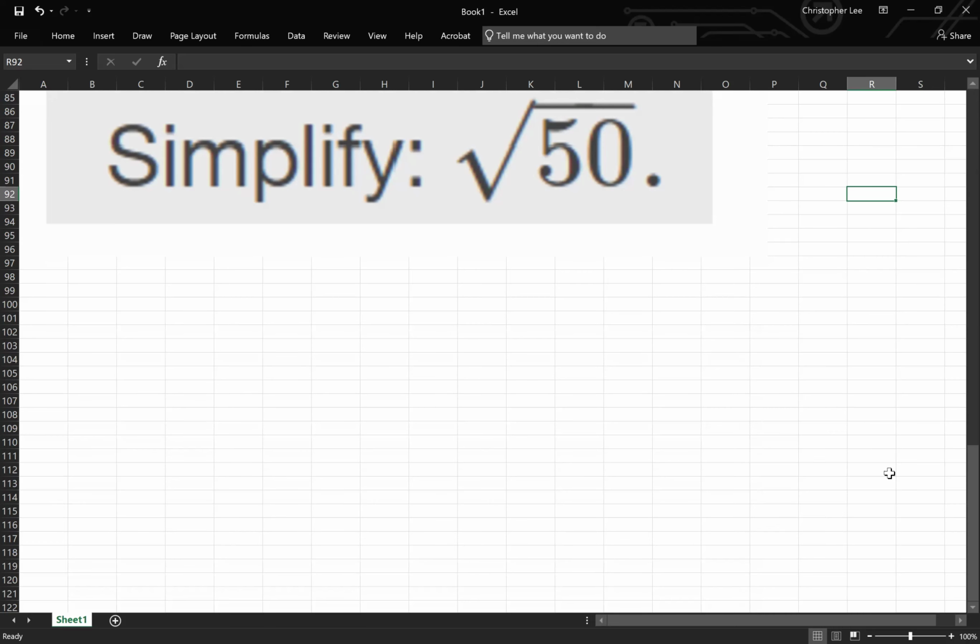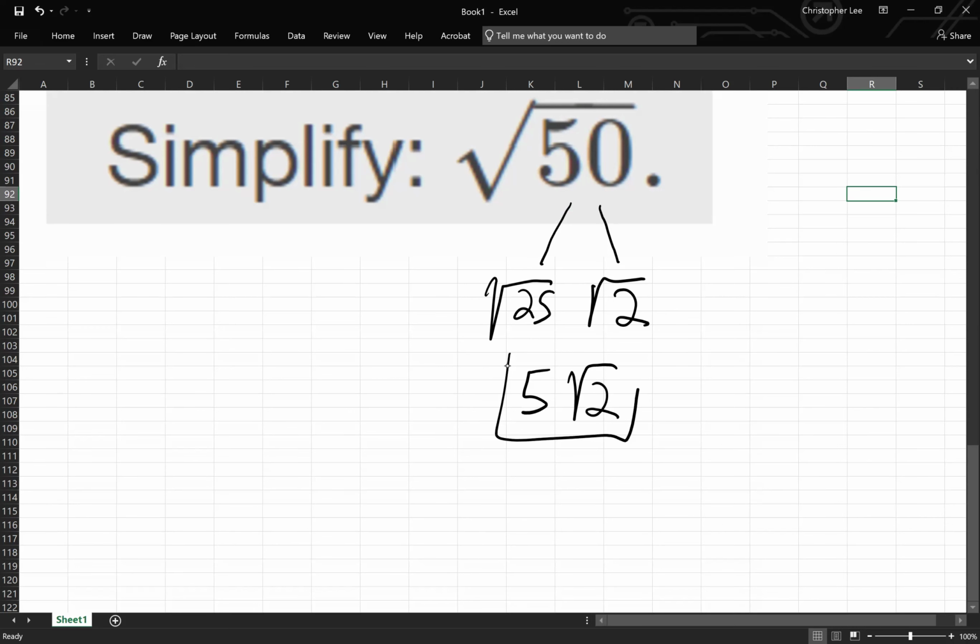Help me out with this. This is kind of challenging. Square root of 50. What's the largest perfect square that goes into this? Good. Very good. And what's the square root of 25? Very good. And that's it. Is there any questions on this from anybody? All right. Sounds good.